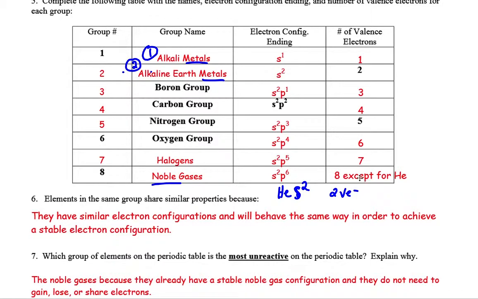Everybody else wants to get 8. So if you have 1, you're going to kick out your 1, kick out your 2, or kick out your 3. If you have 4, you're going to share. And if you have 5, you're going to gain 3. If you have 6, you're going to gain 2 electrons. And if you have 7, you're going to gain 1 electron. So all of this hopefully should start connecting for you.